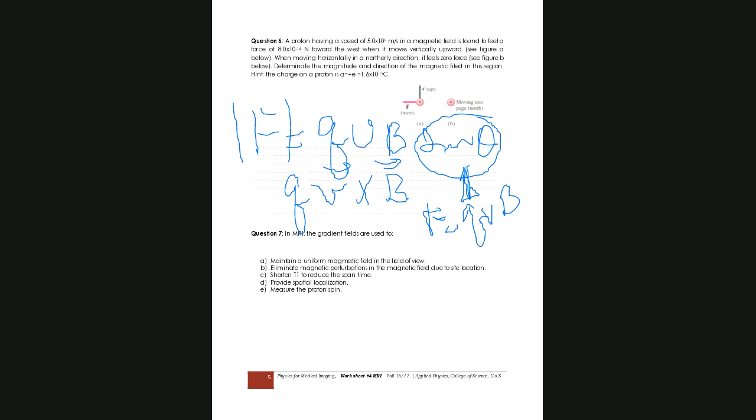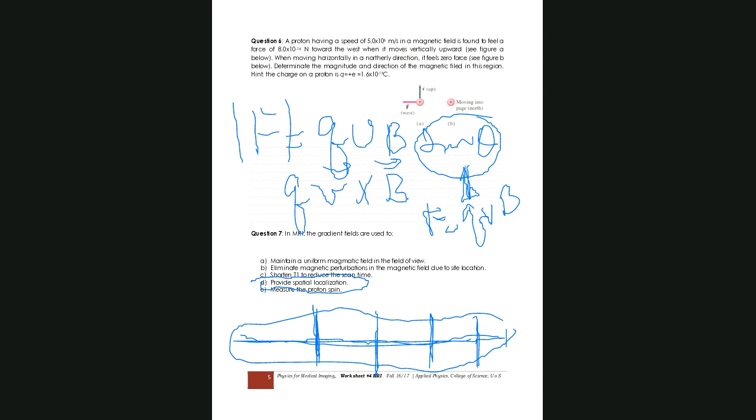Provide spatial localization. I don't know if you can pick up the language here, but this is the right answer, to provide spatial localization. Spatial means over space. As you move across space, he wants you to provide localization. That means it will tell you where exactly to look, meaning that every point across the patient has a different magnetic field, remember?